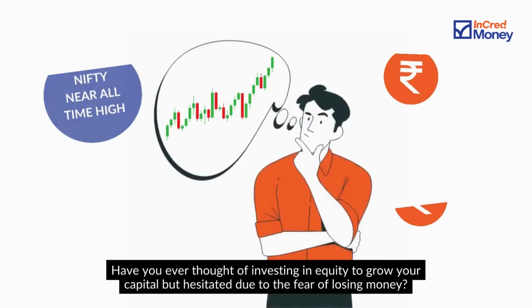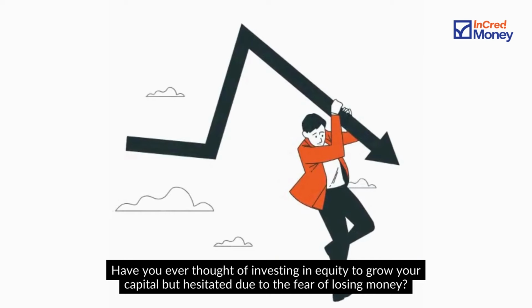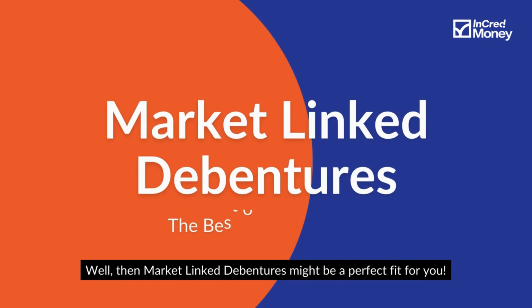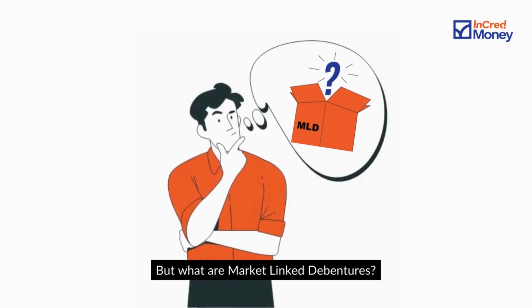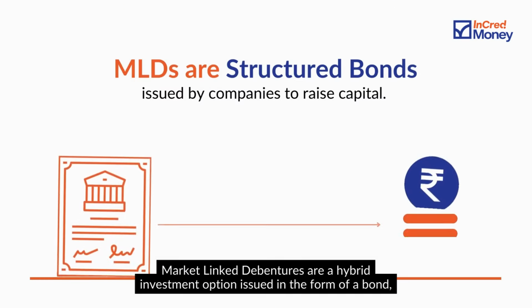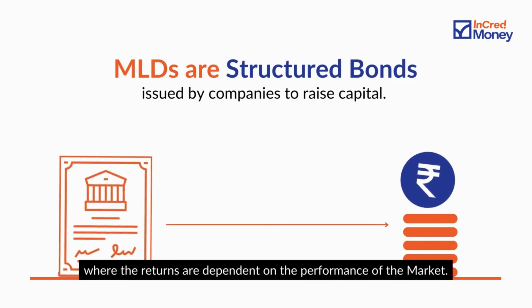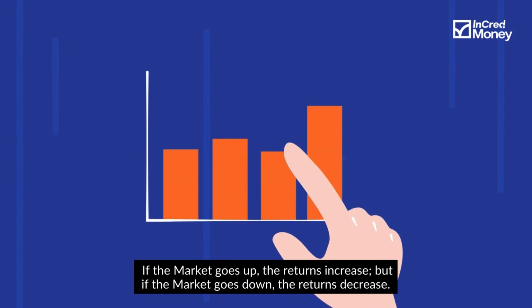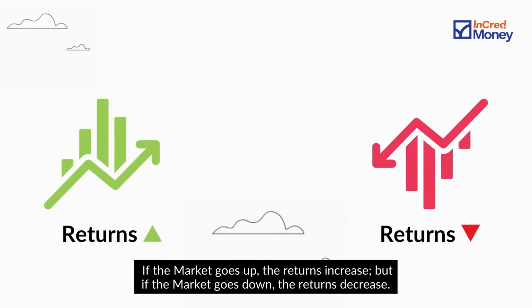Have you ever thought of investing in equity to grow your capital but hesitated due to the fear of losing money? Well, then market-linked debentures might be a perfect fit for you. But what are market-linked debentures? Market-linked debentures are a hybrid investment option issued in the form of a bond where the returns are dependent on the performance of the market. If the market goes up, the returns increase, but if the market goes down, the returns decrease.